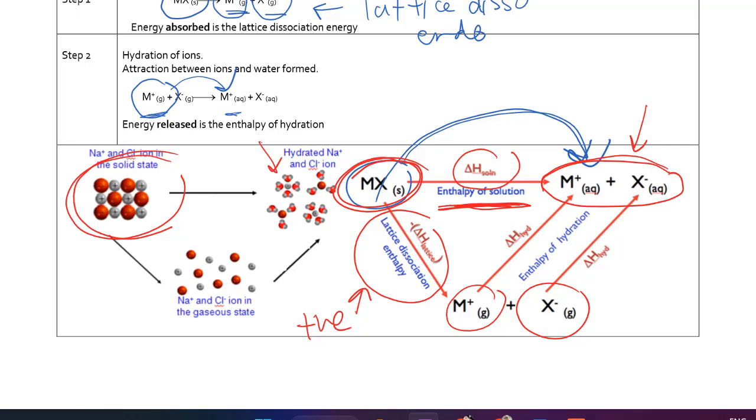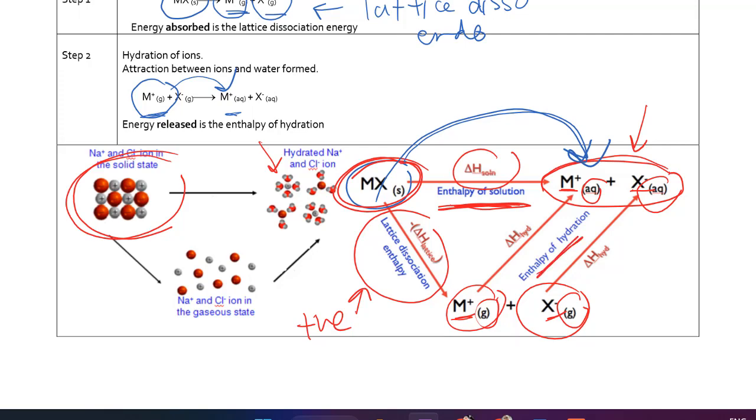Then the gaseous ions will be surrounded by water molecules. So it is still in the form of ions, just transformed from gaseous state to aqueous. This is referring to enthalpy of hydration.